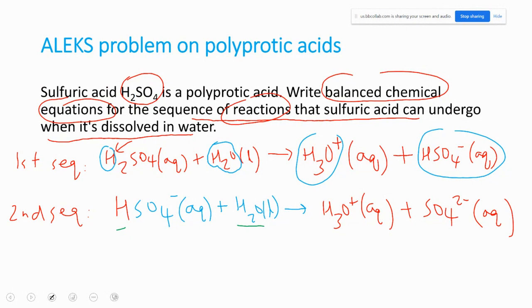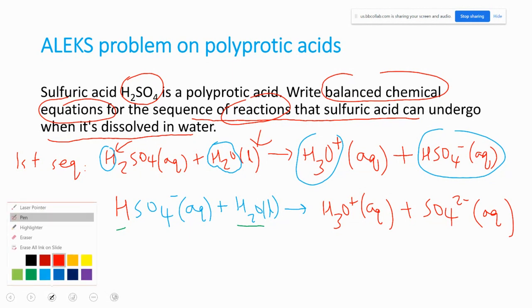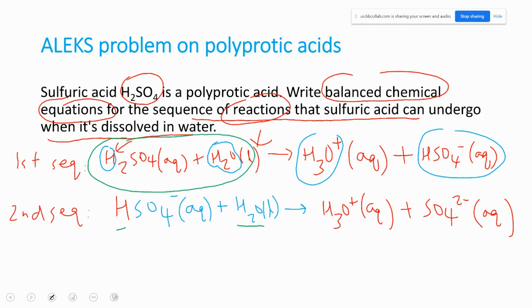And then make sure you check that everything is balanced, right? So if you look at my first sequence, everything is balanced. I have 4 hydrogens on the reactant side and 3 + 1, 4 hydrogens on the product side, 1 sulfur on each side, 5 oxygen atoms on each side. Even the charges: the overall charge on my left hand side is 0, and the overall charge here is 0, because +1 and -1 add up to give you 0, or neutral charge overall.